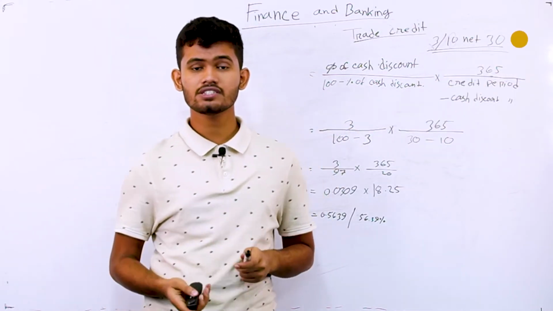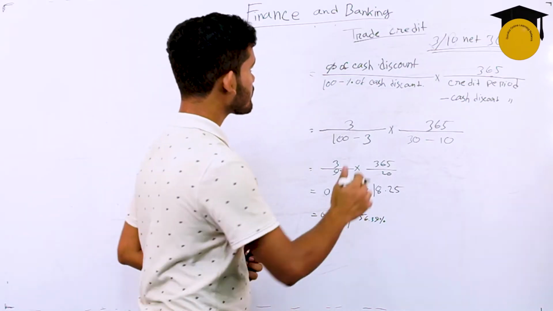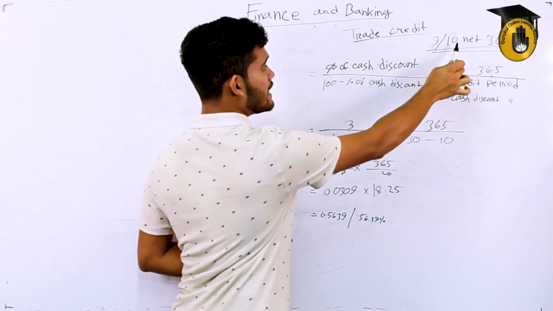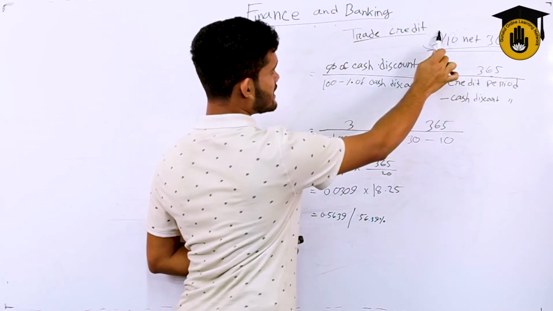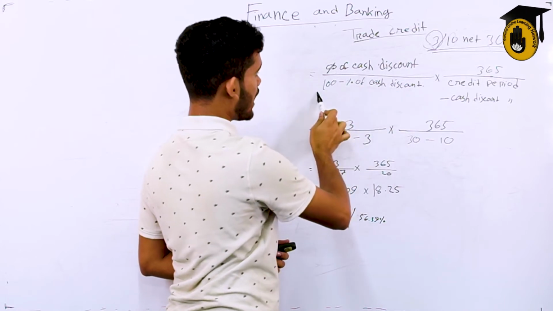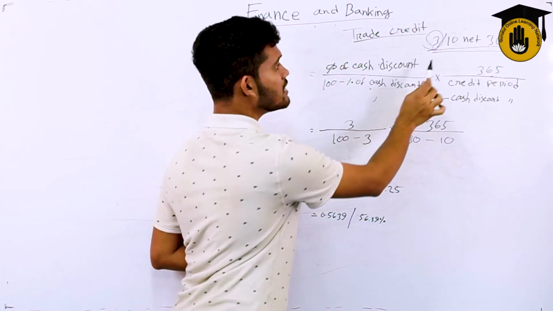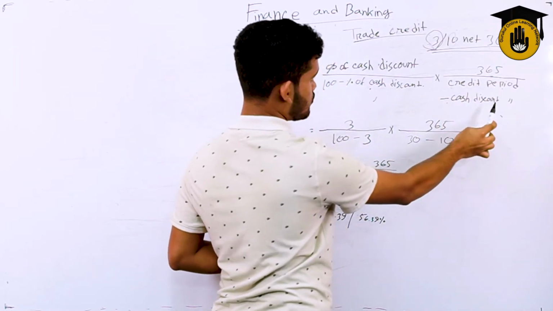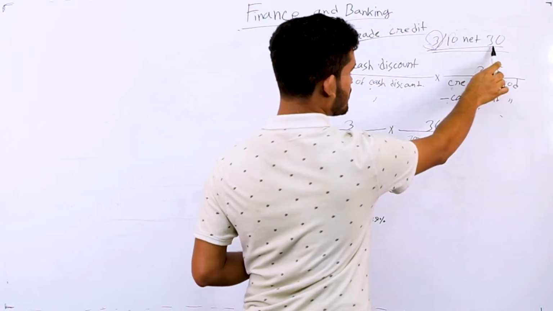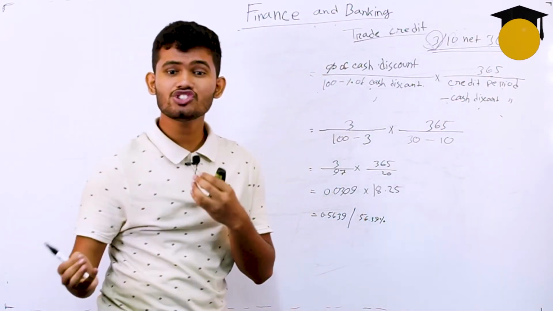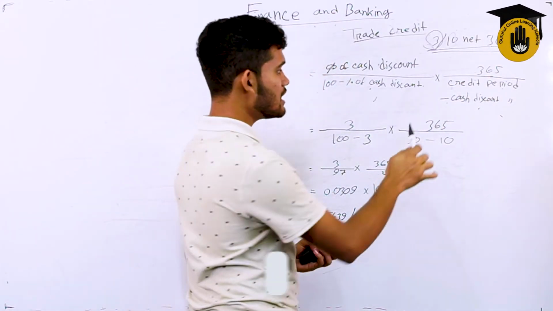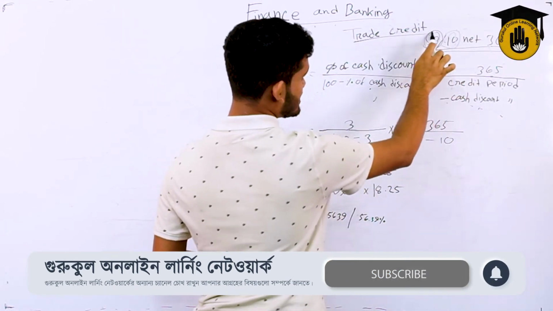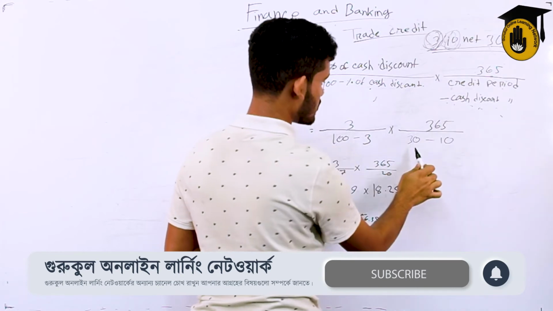So we can take a look at the formula. What's the formula? 3/10 net 30. It's basically the percentage of cash discount, which is 3% given on the entire cash if paid in 10 days. So that is the cash discount divided by 100 minus cash discount, times 365, which is one year, divided by credit period minus cash discount period. What is the credit period? The credit period is 30. That means within 30 days, all of the money has to be returned. And what is the cash discount period? The cash discount period is within 10 days, 3% discount. So 30 minus 10.